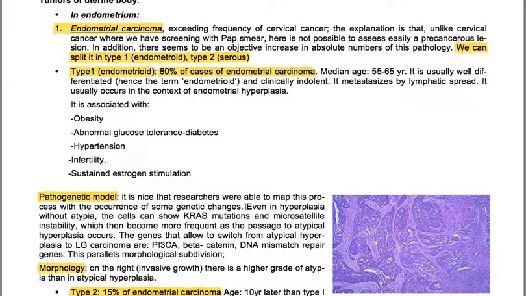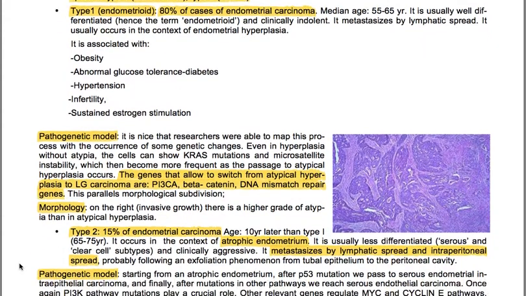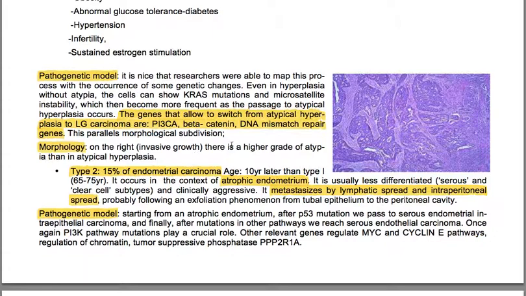The genes that allow the switch from atypical hyperplasia to low-grade carcinoma are PI3CA, beta-catenin, and DNA mismatch repair genes. This parallels the morphological subdivision. Morphology: on the right, there is invasive growth. There is a higher grade of atypia than in atypical hyperplasia.